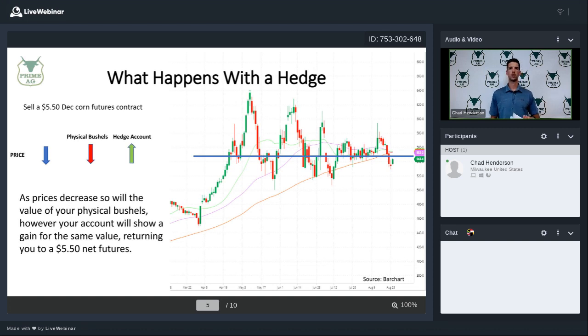And then the inverse is also true here. If price goes down, again, you sell that same 550 contract on a Monday. We come in on Tuesday and corn is at 540. You're going to show a gain in your hedge account of 10 cents. However, you need to keep in mind that your physical bushels have now also lost that same 10 cents. That's going to bring you back to that same 550.